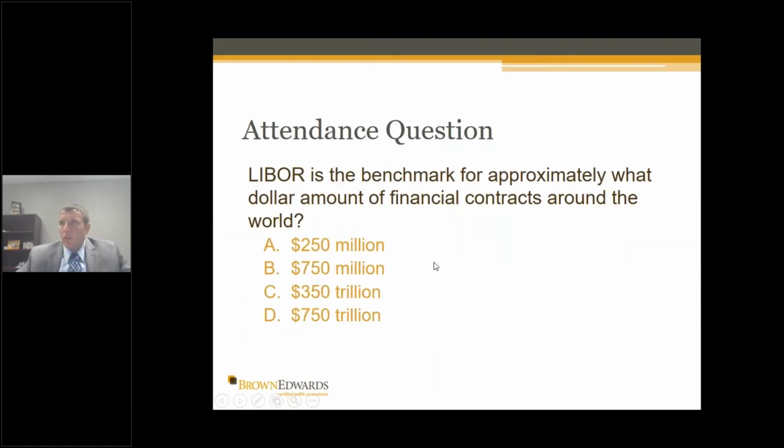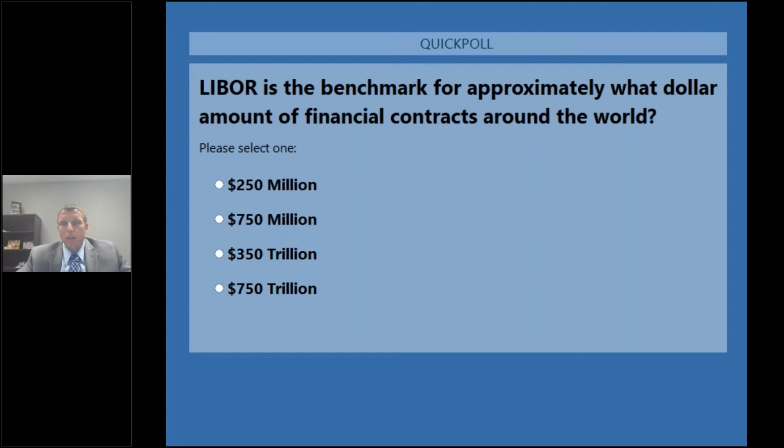So before we get too far into the standard, we'll launch our second attendance question. Launching the poll. That question is, LIBOR is the benchmark for approximately what dollar amount of financial contracts around the world? Is it 250 million, 750 million, 350 trillion, or 750 trillion? Closing the poll.